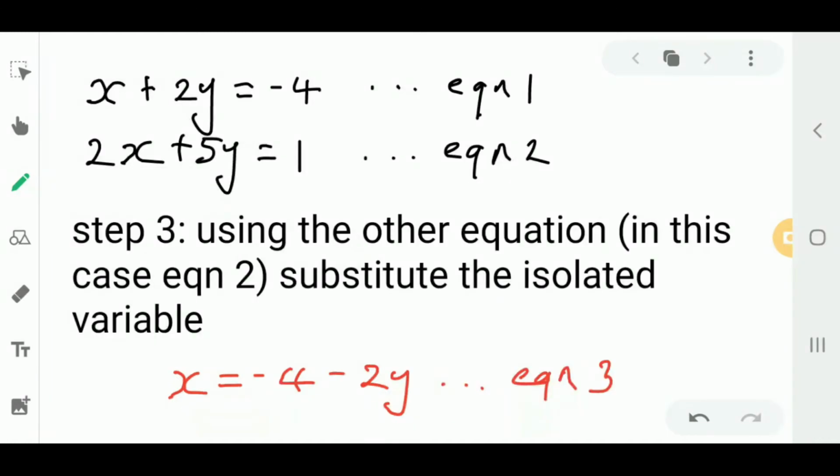Okay, so now for step 3, using the other equation, in our case that would be equation 2, we need to substitute the isolated variable, which we did, which was x is equal to minus 4 minus 2y, and we can call that equation 3. Now in equation 2, anywhere you see x, you'll be substituting minus 4 minus 2y.